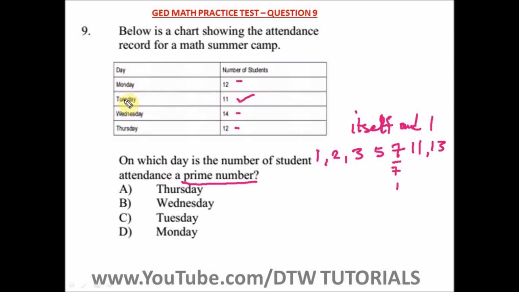And 11 falls on which day? The attendance was taken on Tuesday. So our right answer here is Tuesday, and this is option C. That is the day in which the number of student attendance is a prime number.